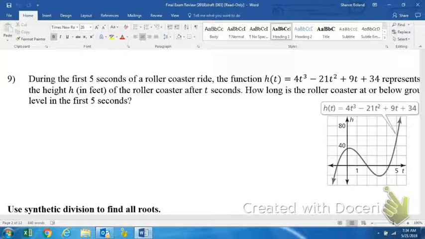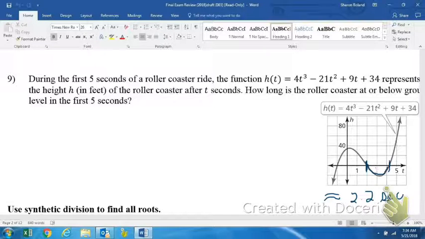Well, they give you a chart to go with this. So let's look at the chart. From here, it's at the ground right here, and it's below here, and it goes back above the ground. So at 2 seconds is when it hits ground level, and then you have 3. At 4, it's still below ground, so a little above it. So we know our answer is going to be about 2.2 seconds.